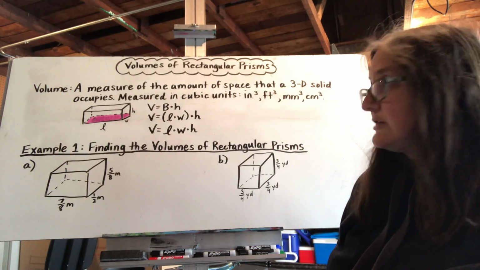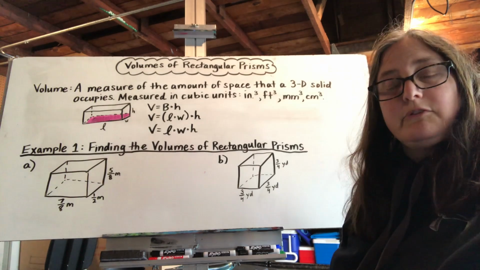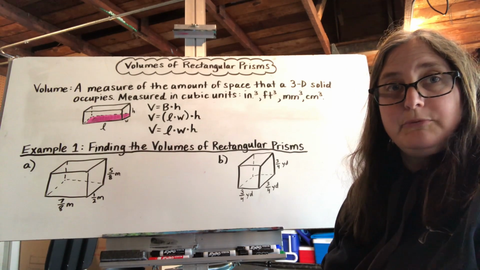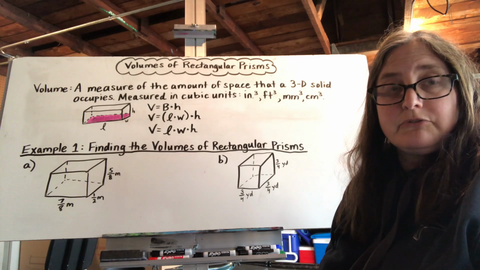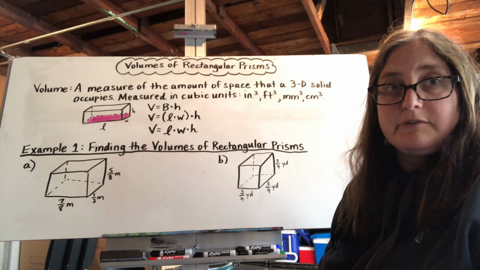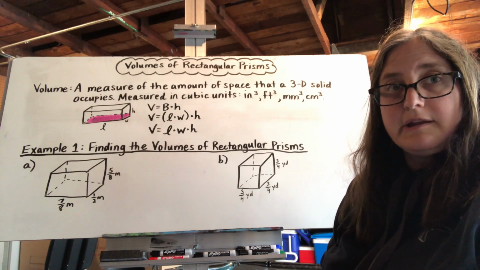Now volume is measured in cubic units. So an example would be inches cubed or feet cubed, millimeters cubed, centimeters cubed, and so on. So let's take a look at an example.